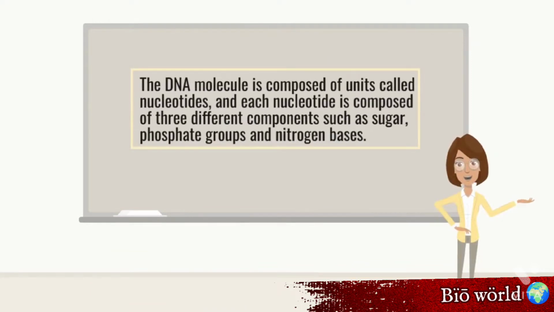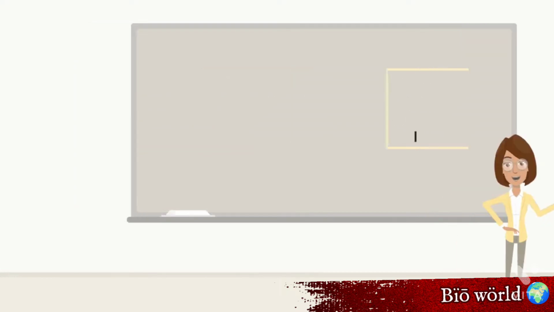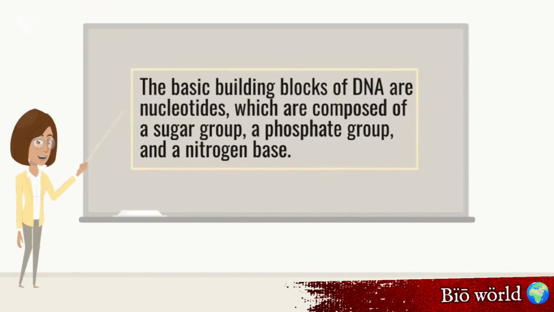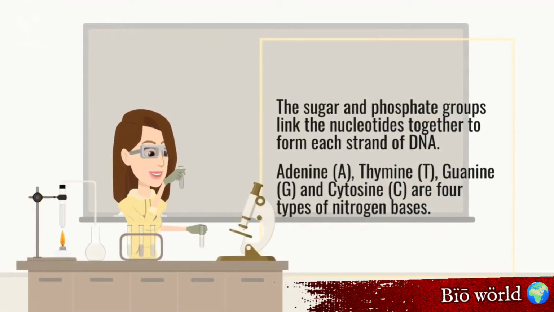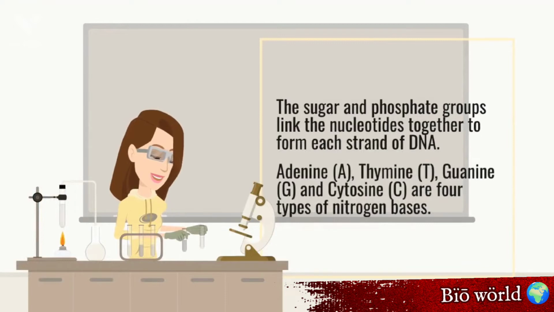The DNA molecule is composed of units called nucleotides, and each nucleotide is composed of 3 different components: sugar, phosphate groups and nitrogen bases. The basic building blocks of DNA are nucleotides, which are composed of a sugar group, a phosphate group, and a nitrogen base. The sugar and phosphate groups link the nucleotides together to form each strand of DNA.